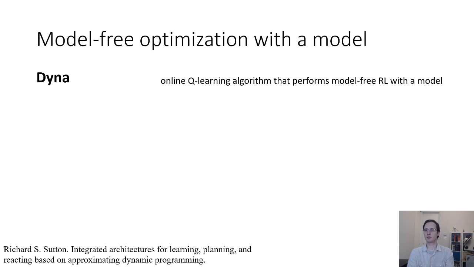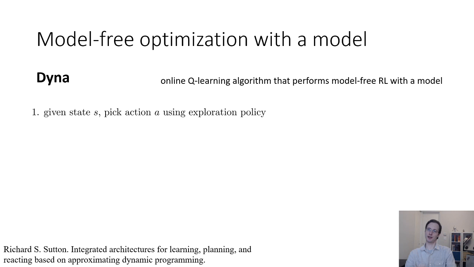So the idea here is that you would adapt your online Q-learning algorithm to perform model-free RL with a model. And I'll first describe Dyna the way it was originally proposed, and then I'll describe sort of the broader class of what I'll call Dyna-like algorithms that essentially generalize this idea to a more powerful class of methods so that it can actually be instantiated in practice, including in the form of deep reinforcement learning algorithms.